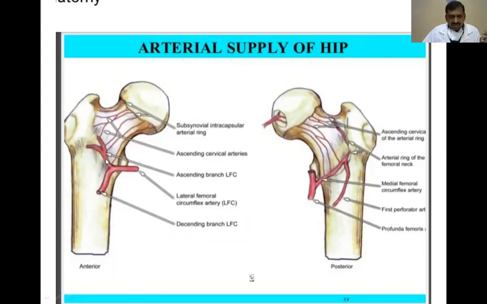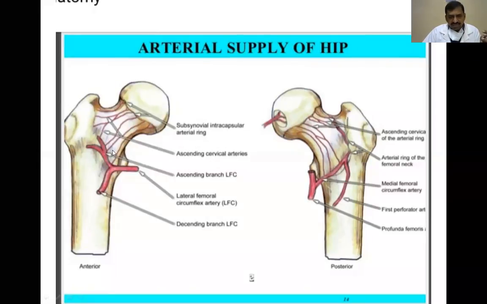from the ascending branch of the lateral circumflex femoral artery and medial circumflex femoral artery, and branches from surrounding arteries, that is the superior gluteal arteries, and there is a branch from the obturator artery, that is to the head of the femur. Here, these are all the blood vessels which are supplying the head of the femur and neck of the femur.